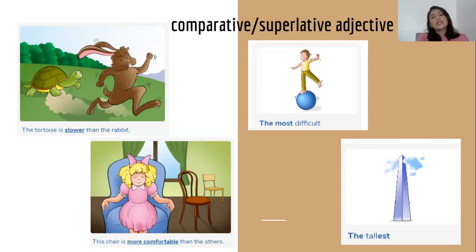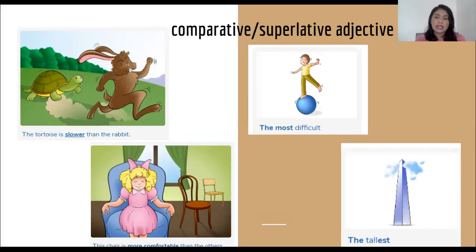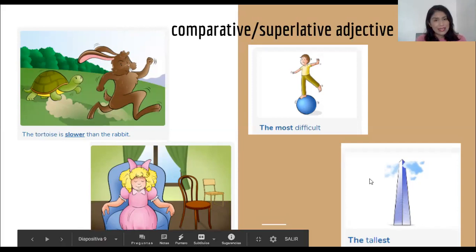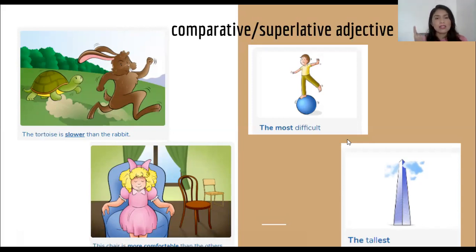When it is superlative, on the other hand, I always have to add the before the superlative adjective. For example, the tallest, EST, or the most difficult. Same rule as in the comparative. If the adjective is a one-syllable word, I'm just going to add est at the end of it. But if the adjective is very long and has two or more syllables, then I'm going to add most before the adjective. So the most difficult, the tallest.